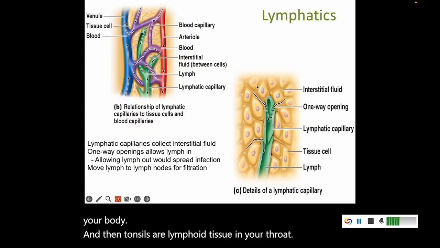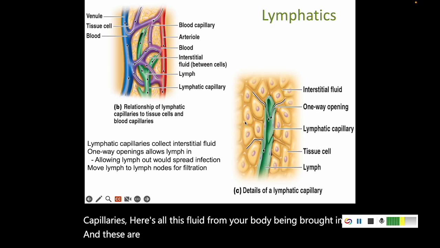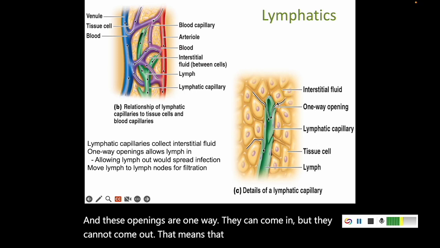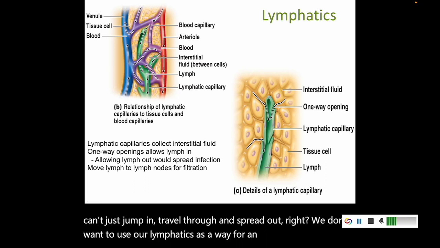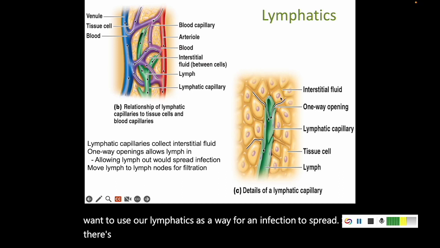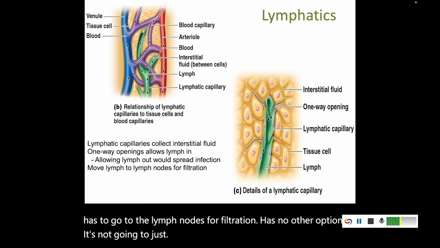So lymphatic capillaries, here's all this fluid from your body being brought in. And these openings are one way. They can come in, but they cannot come out. That means that if there's an infection here, it can't just jump in, travel through, and spread out, right? We don't want to use our lymphatics as a way for an infection to spread. So those one-way openings ensure that fluid comes in, and then it has to go to the lymph nodes for filtration. It has no other option. It's not going to just be a hitchhiker to travel through your body.